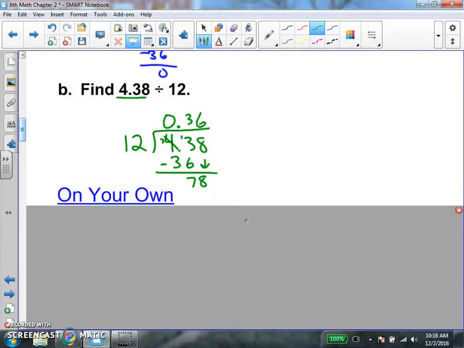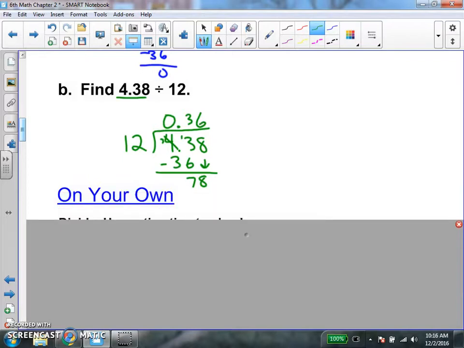And 12 times 6 would be 72, if my math is right. Subtract, get a 6. Since there's nothing else left for me to bring down, I have to insert a 0 and bring a 0 down. And now does 12 go into 60? Yes, perfect. This time it goes in an even amount of times. 5 times, because 5 times 12 is 60. I'd have no remainder. So my final answer then is 0.365.